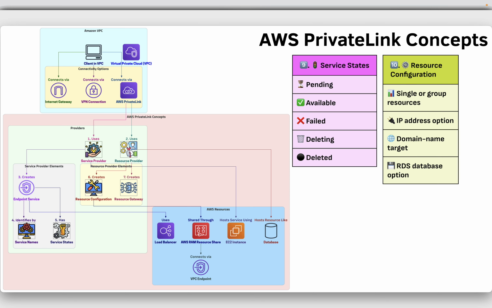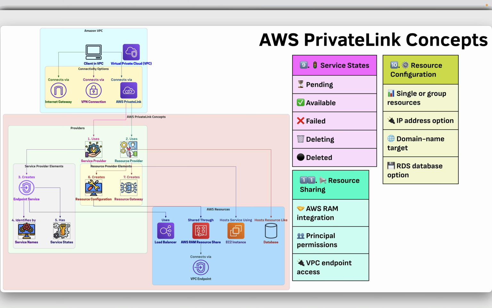Service states. Endpoint services can be in the following states: pending, that is being created, or available, failed, deleting, or deleted. Resource configuration. A resource configuration is a logical representation of a single resource, like a database, for example, or a group of resources, like a cluster. It can be an IP address, a domain name target, or Amazon RDS database.